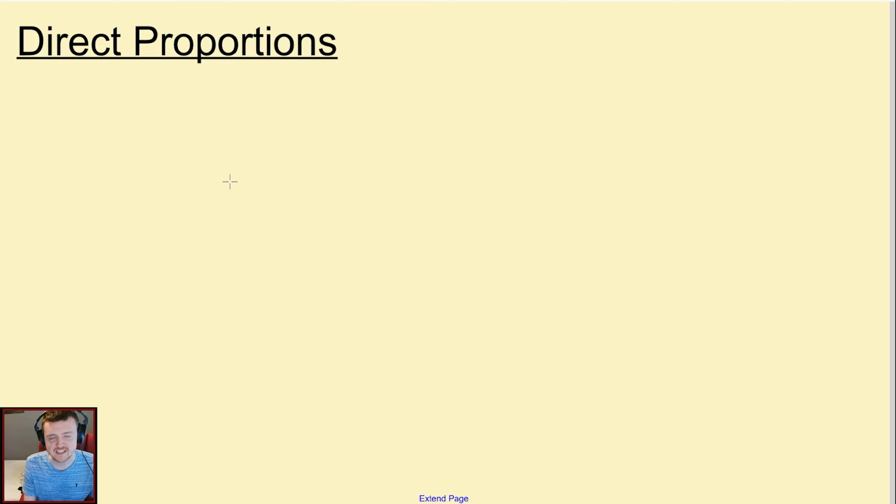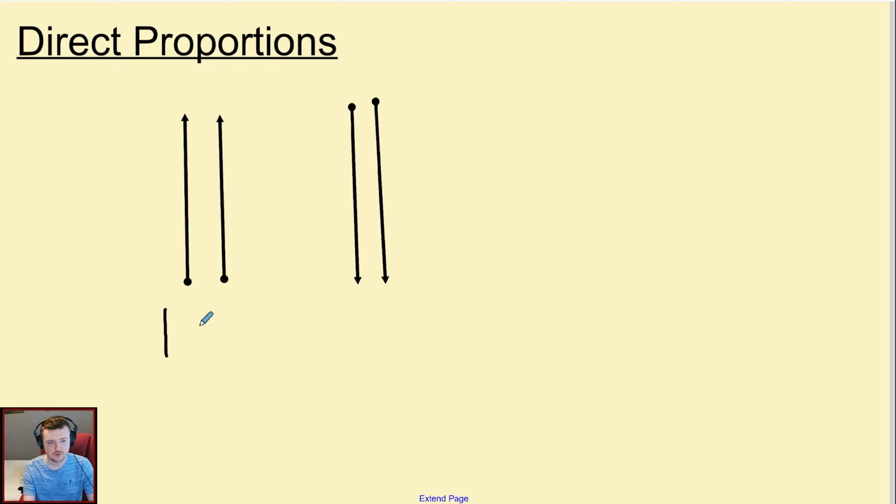The word direct in the case of proportion means that whatever you've got, 2 different things, 3 different things, whatever they are, they're both either going to go up or they're both going to come down by the same thing. So both elements will come up or down by the same amount.